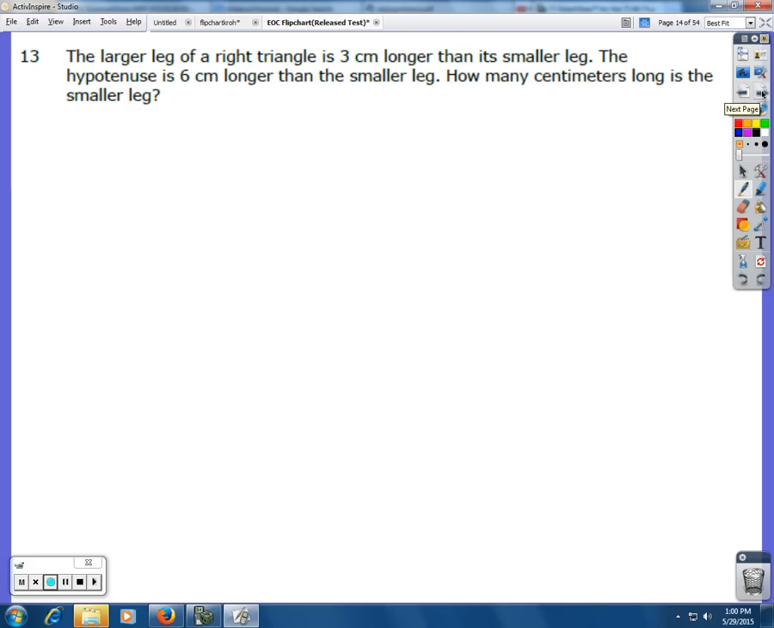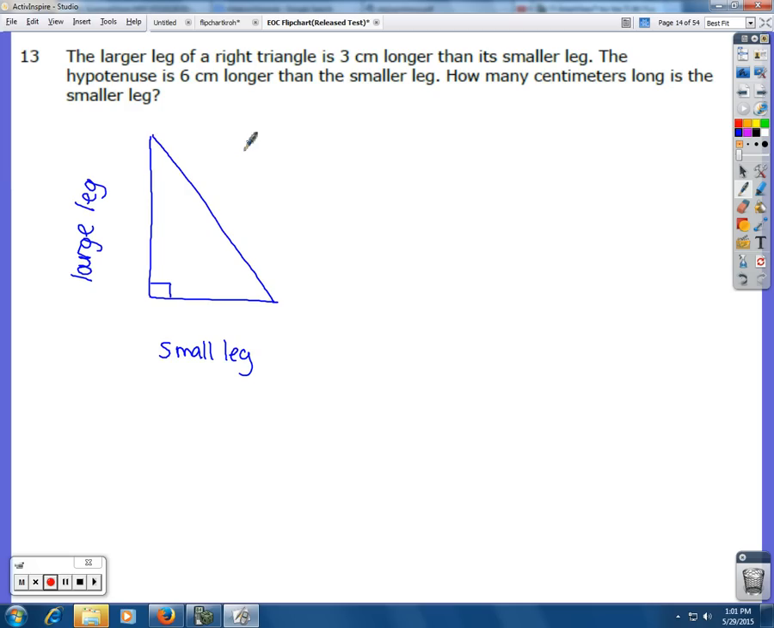Number 13. The larger leg of a right triangle is 3 centimeters longer than its smaller leg. All right, so we're actually going to stop right there. I'm going to draw a right triangle. That means that it's 90 degrees. It says the larger leg. In a right triangle, this is the smaller leg. This is the large leg, or the long leg. And then this is the hypotenuse right here across from the right angle.